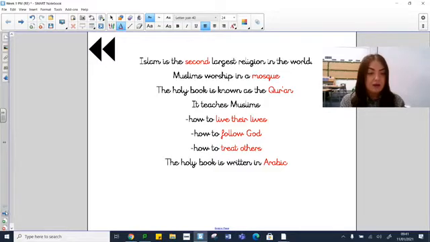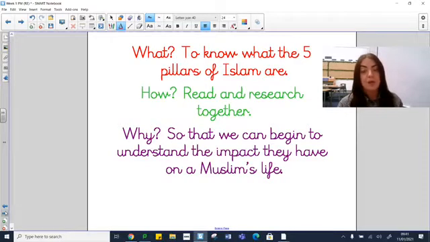Fantastic. So we're going to carry on now then with our learning around Islam. So let's have a look what we're going to be doing this half term. Today we are going to be understanding what the 5 pillars of Islam are. We're going to be doing that by a little bit of reading and researching together, so that we can begin to understand how they impact a Muslim's life. Today we're just going to start off with a general lesson about those 5 pillars. And then each week we're going to be building up our knowledge of each pillar. So by the end of this, hopefully you will have a really, really strong knowledge and understanding of what these pillars are and how they impact the religion of Islam.